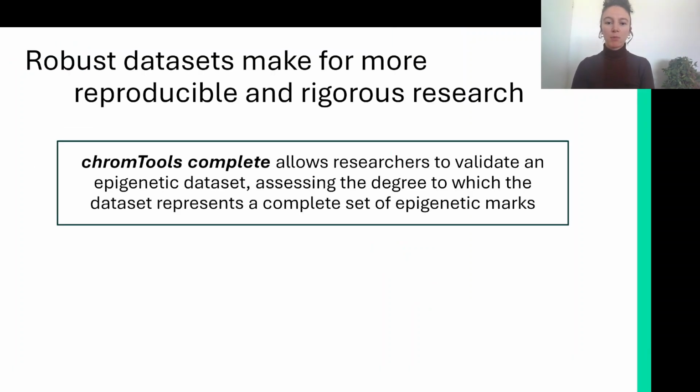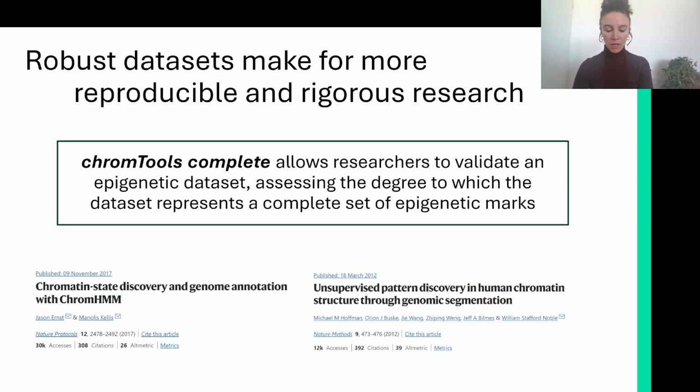Robust datasets make for more reproducible and rigorous research. I think that is widely accepted. This tool, chromTools Complete, allows researchers to validate an epigenetic dataset, assessing the reliability of input data to downstream integrative analyses. The tool has been developed specifically for use with chromatin state annotation algorithms such as chromHMM or Segway, though would also be applicable to other peak-called datasets.